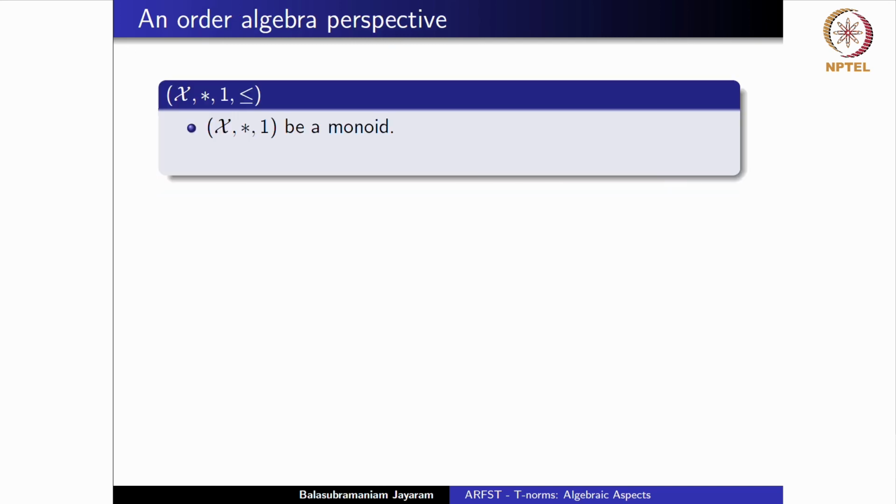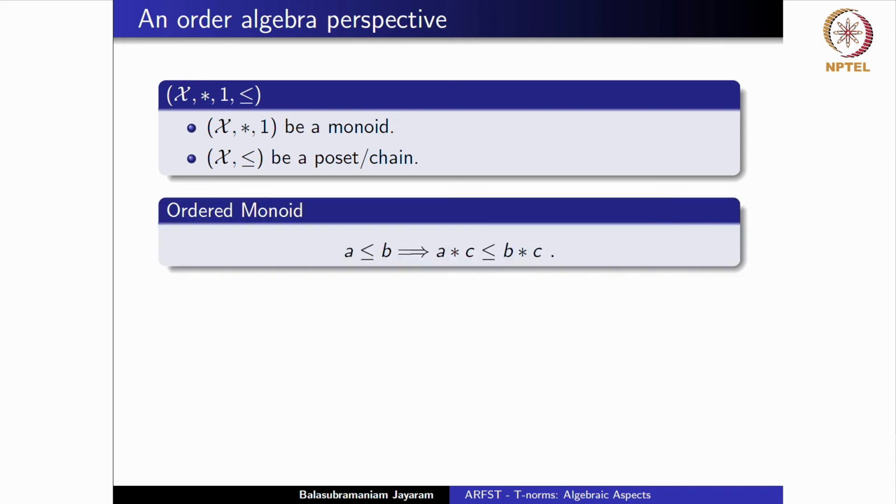Now note that if you have a set with a closed binary operation on it, and a special element 1, and also an ordering on the underlying set, such that this (X, star, 1) is a monoid, and with respect to this ordering it's either a poset or a chain, what have you. Now we can define what is an ordered monoid. It is nothing but the binary operation star respecting the underlying order. It is compatible with the existing order on the set X. So A less than or equal to B implies A star C is less than or equal to B star C.